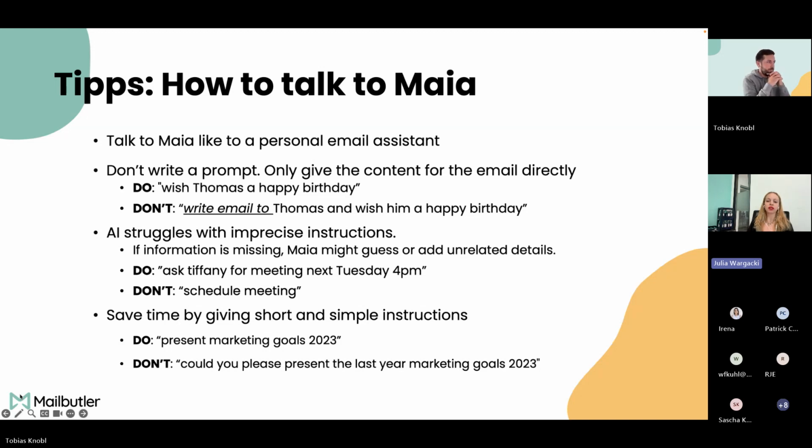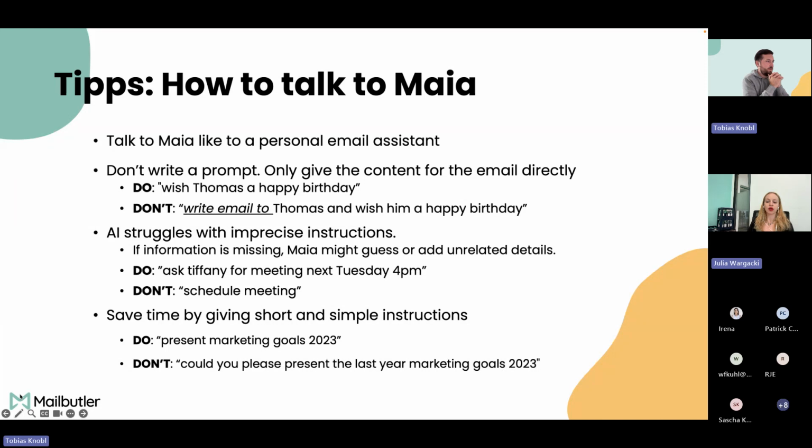It's also important to remember to provide as precise instructions as possible. Due to how AI works, Maya might guess certain information or add unrelated details if your instructions are not precise enough. Here's another example. What you should write is "ask Tiffany for meeting next Tuesday, 4 p.m." What you should not write is something like "schedule meeting," because then of course Maya doesn't know who you want to schedule the meeting with and when. It would get you a result, and it also sounds great, but probably not exactly what you were looking for. Yes, because you have something exact in mind when you write an email, and it wouldn't be as precise.